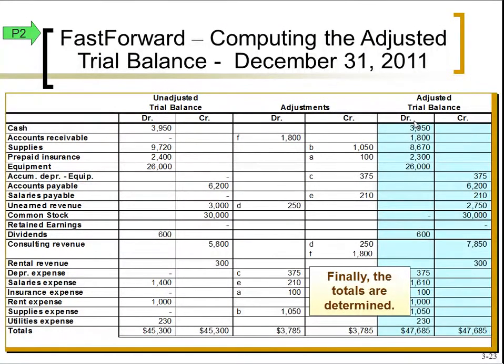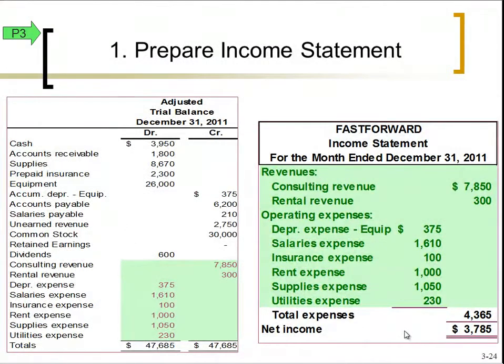Then we get the adjusted trial balance, which is simply the unadjusted trial balance plus or minus the adjusting entries, depending on whether it increased it or decreased it. Now, again, our total balances, total debits, total credits, they must balance out as well. So now we have the actual adjusted trial balance here.